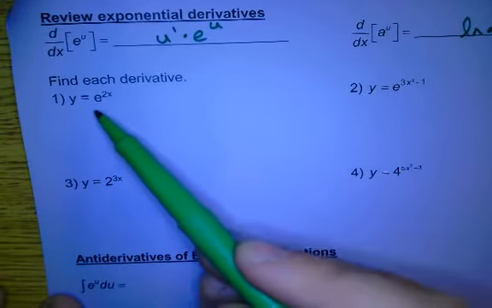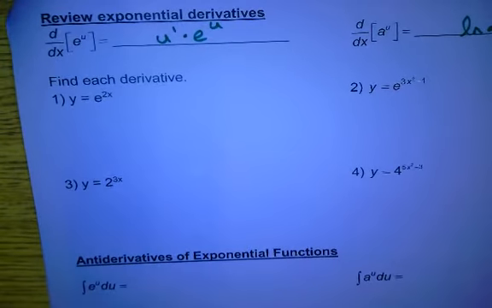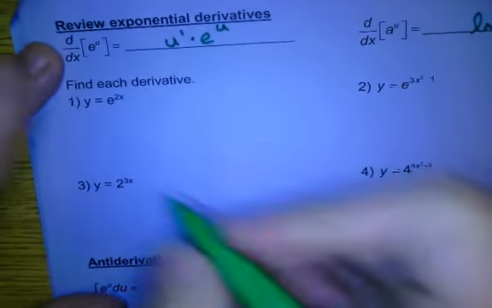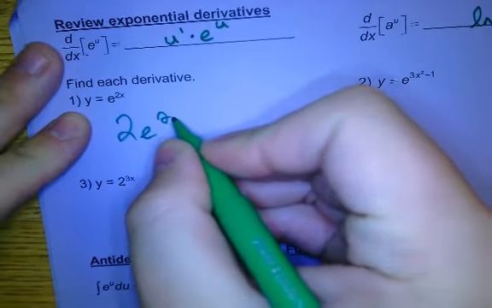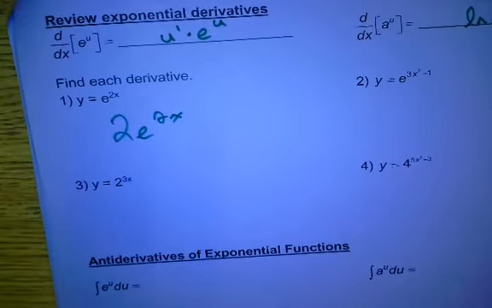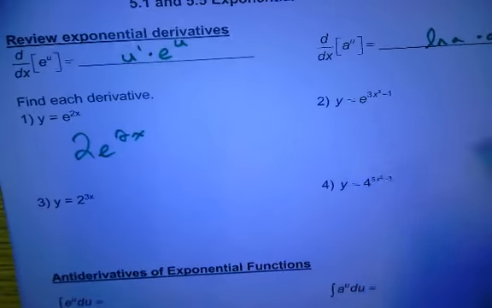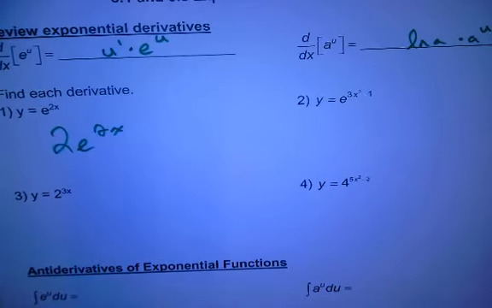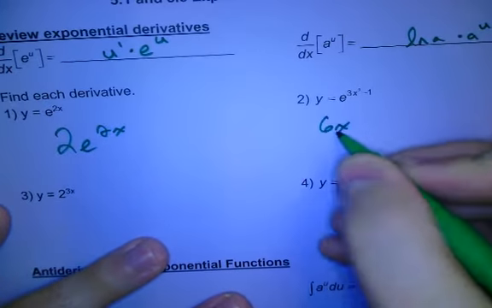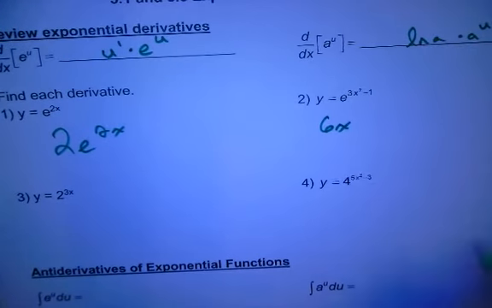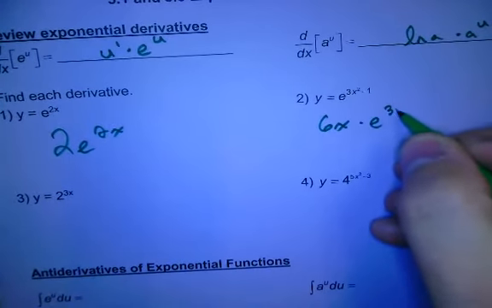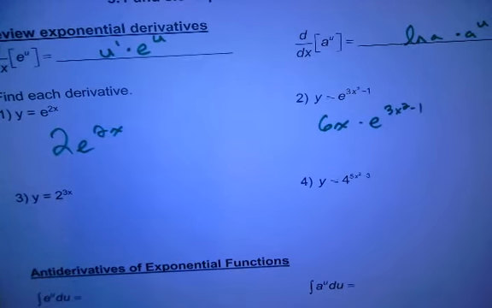So real quick, the derivative of the first one, e to the 2x, is? Okay, the derivative of the inside is just 2, times the original. For number 2, the derivative of e to the 3x squared minus 1 is 6x, because that's the derivative of the inside, times the original. Okay, this is all review. You should already know this and be experts at it.